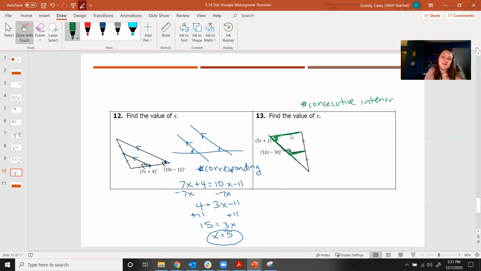The consecutive interior angles theorem says that if the lines are parallel, then your consecutive interior angles are supplementary. So I can say that those given angles add to 180. That's what supplementary means. And now we'll just solve for x. 5x and 11x, 2 and negative 30. We're solving for x. So x equals 13. So that was mid-segments of a triangle.